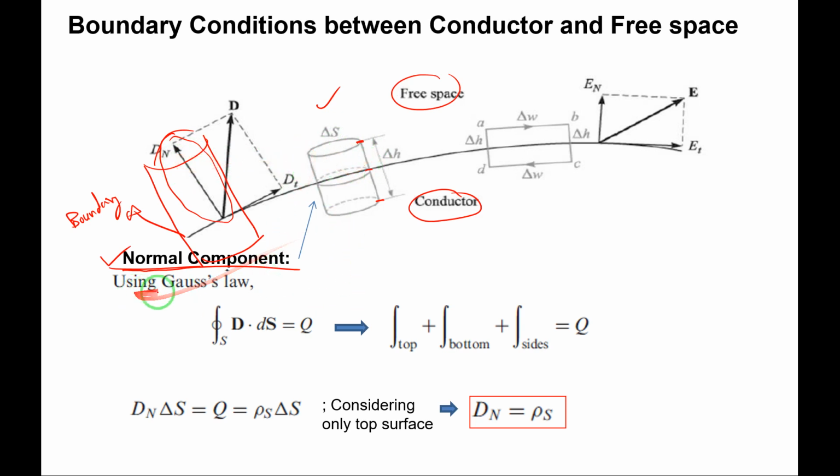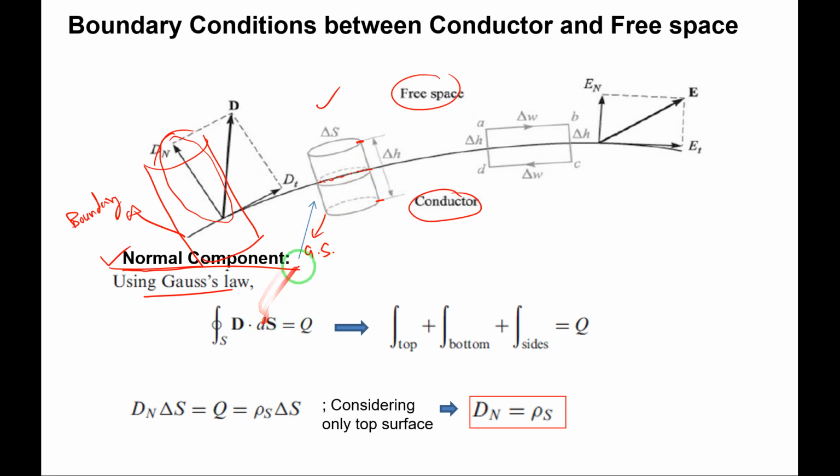Using Gauss law, closed surface integral of D dot dS equals Q. This is the Gaussian surface, and it is enclosing some charge Q. We know that the charge is present on the surface of the conductor. Within the conductor it is 0, and above it is also 0. So the surface charge is present only on the surface of the conductor.